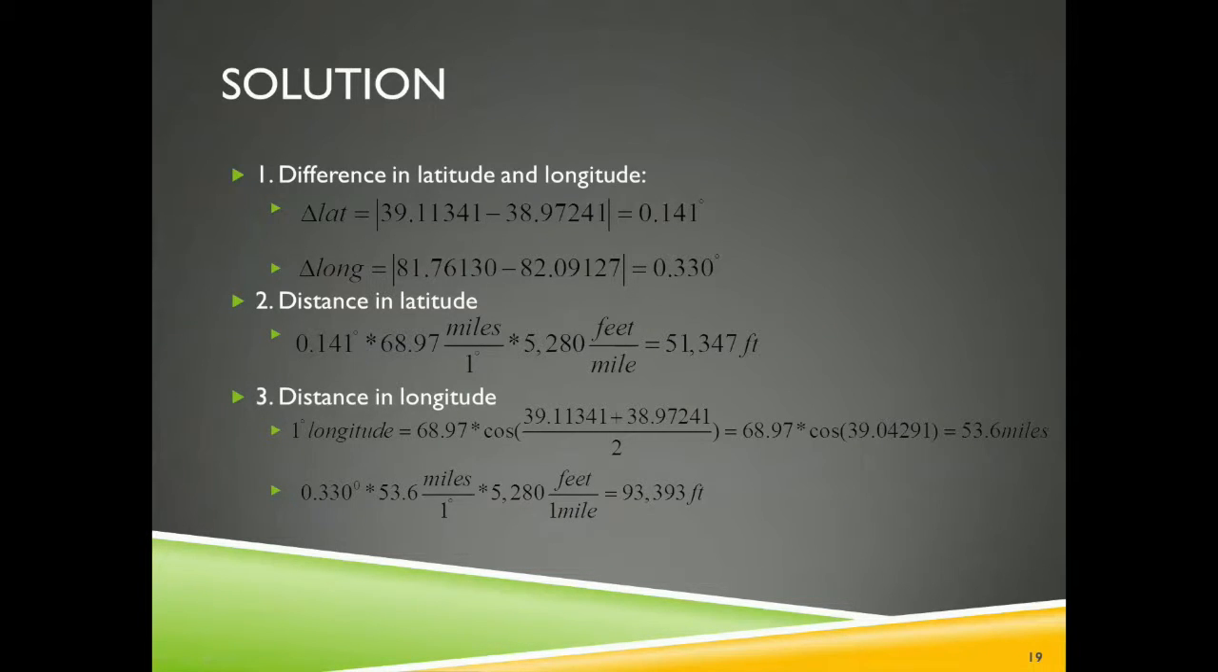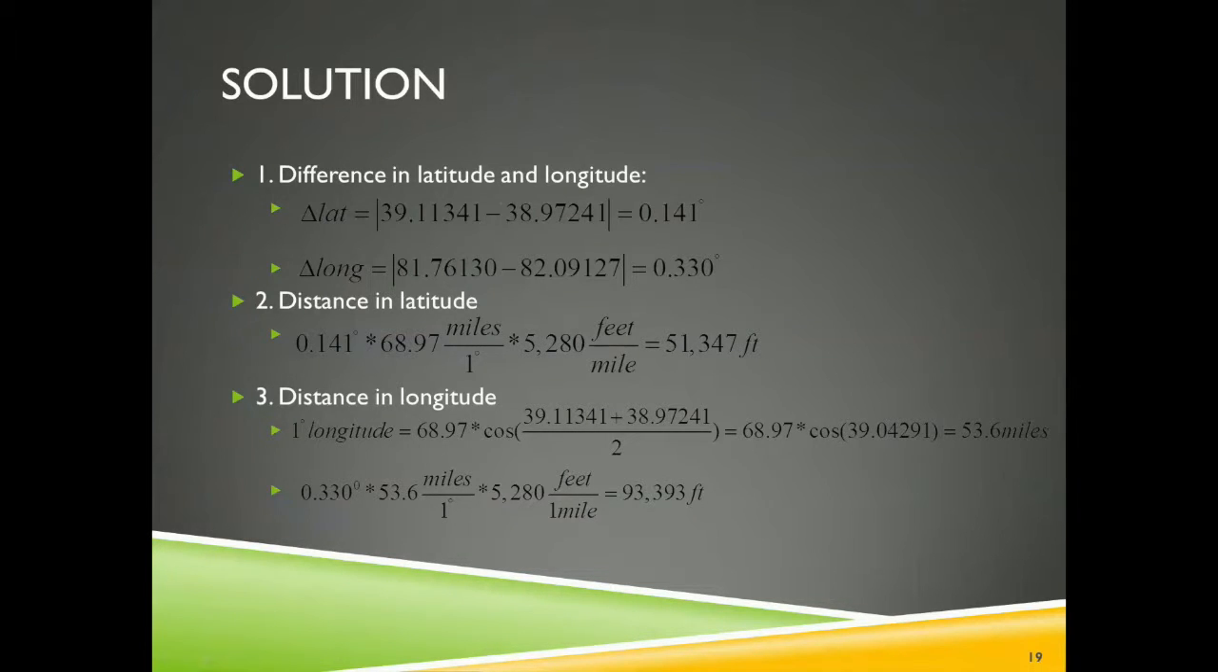We start by finding the difference in latitude and longitude. The difference in latitude is equal to 0.141 degrees. The difference in longitude is equal to 0.330 degrees. Now we calculate the distance in latitude. We take 0.141 times 68.97 miles per 1 degree. At this point, it's also convenient to convert to feet since our velocity is given in feet per second. So we then multiply by 5,280 feet per mile. This gives us a distance of 51,347 feet.